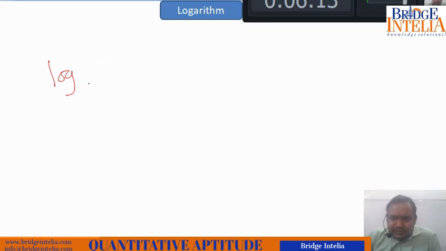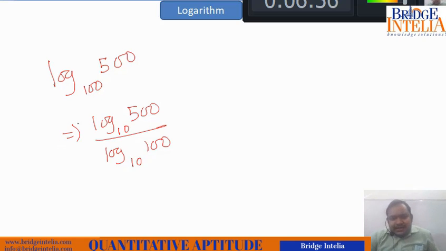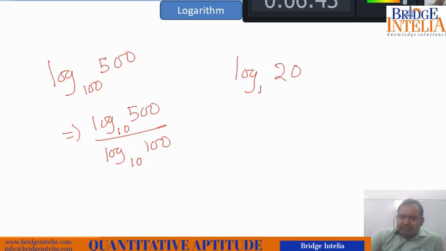Suppose you get a situation in which you have something like log 500 to the base 100. Then you can write it as log 500 upon log 100. So if no base is given, it is always advisable to take the base as 10. By default, it means base 10. Suppose nothing is mentioned in your competitive exams, and it is simply written log 20. It means that by default, the base is 10, not even natural log.